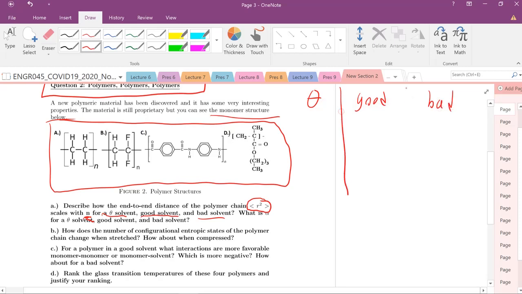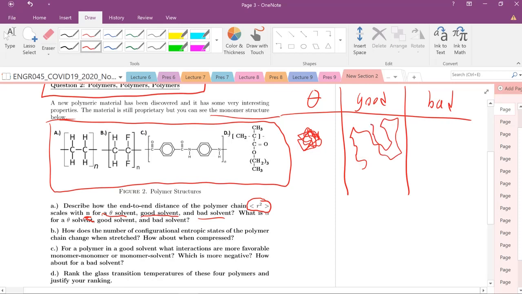When we're working with a theta solvent, our polymer is just relaxed. It's wiggling, a random coil. If we're in a good solvent, we want to maximize those monomer-solvent interactions, so it's larger. And in a bad solvent, we're highly coiled, right?